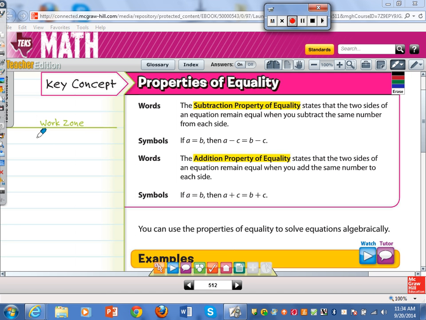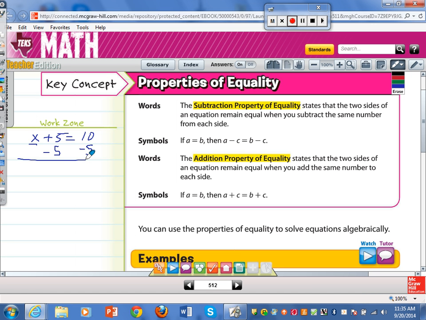For example, if I have x plus 5 equals 10. If we want to isolate the variable, they're adding a 5 to the variable. The way we can use the subtraction property of equality is to subtract 5 from both sides, because that will still give us a true statement. 5 minus 5 is 0, so you bring down whatever's on the left side, bring down the equal sign, and then you do the operation here. 10 minus 5 is 5.